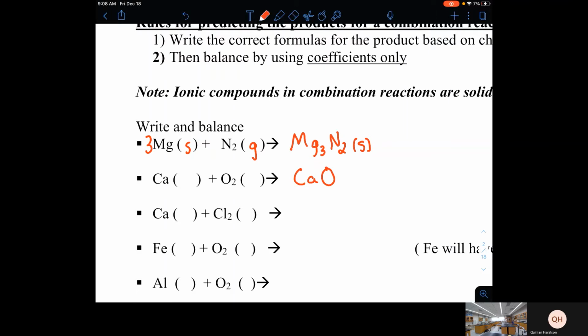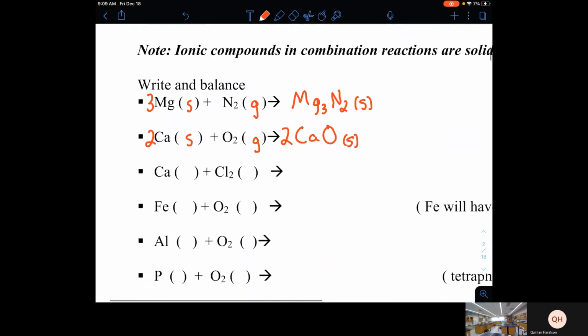The only thing I've got to do now is, once again, go back and indicate the states. You're a metal, you're a solid. Oxygen, you're a gas. You're an ionic compound, so you're going to be a crystalline solid. And then just go through here and balance it. I'll put a 2 here and a 2 right here.